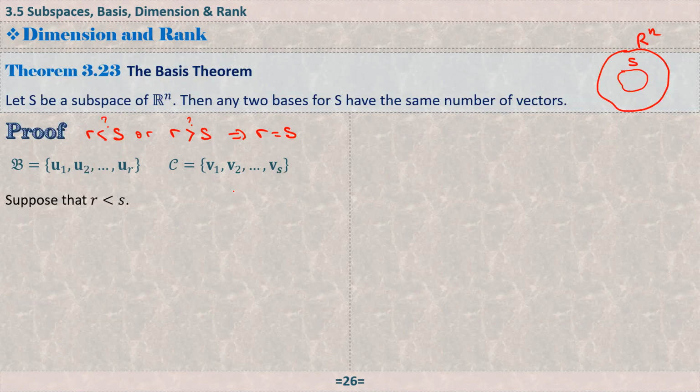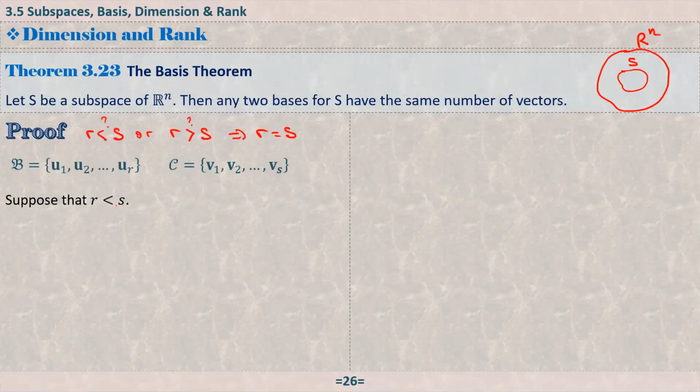Now I'll consider the first case; the second one, when r is greater than s, can be proved in a similar way by interchanging the roles of B and C. Now suppose that r is less than s. We are talking about two bases here, and I'm assuming that B contains fewer vectors than C. Maybe here we have two vectors, and here three or four vectors. Now we will show that this is not possible.